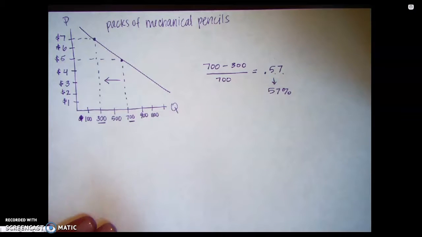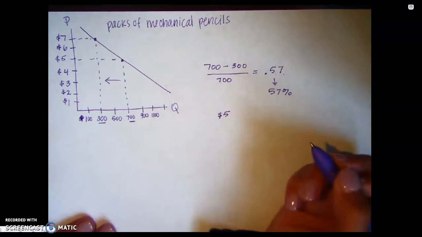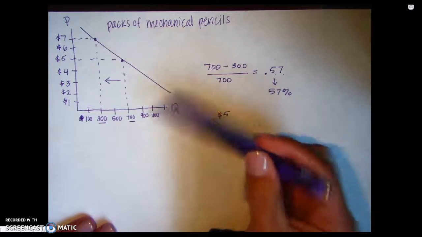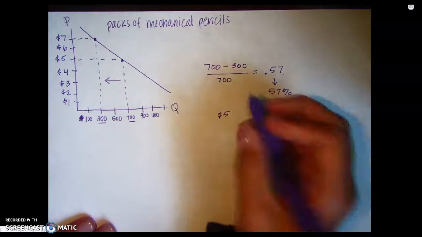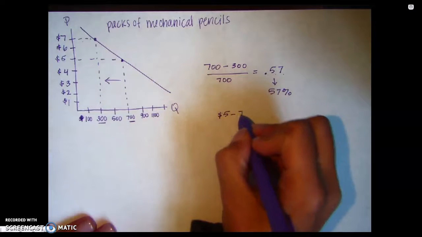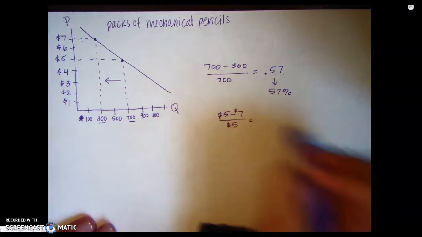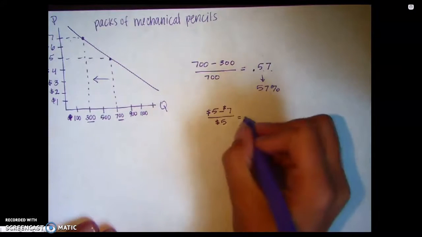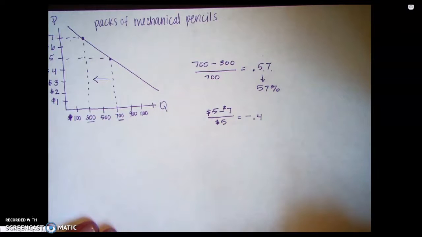You have to look at what your original price is and subtract your new price. So my original price was $5. I was selling 700 packs of mechanical pencils at $5. So $5, our new price is now $7. And we put that over $5. Okay. And in this case, we actually get a negative number, negative 0.4.